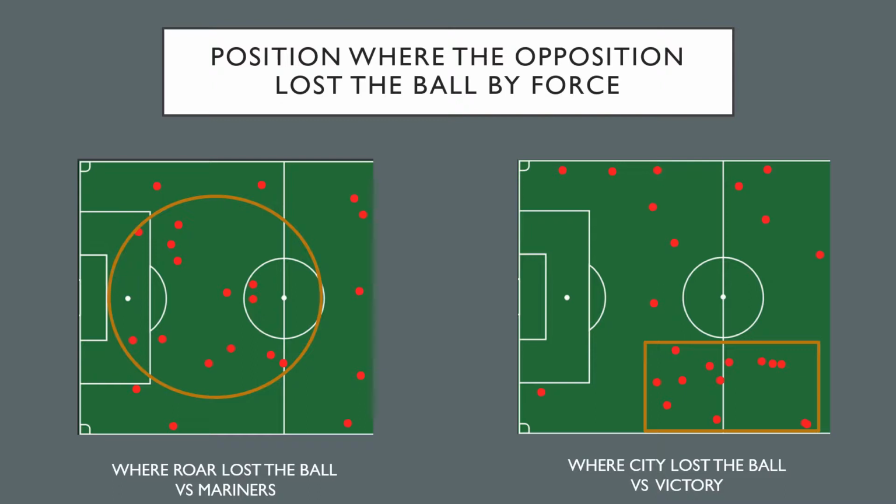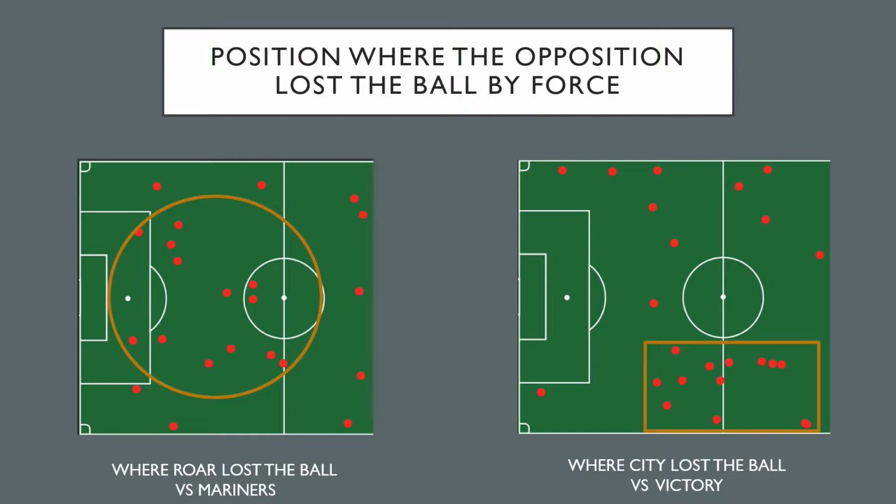And it's shown that the Mariners won the ball back predominantly in their defending half and quite centrally, and only forcing Brisbane to lose the ball 5 times in the Mariners' attacking half. But this paints quite a different picture with Victory, and they appear to have won the ball back mainly on either side of the pitch, but predominantly on the right side.